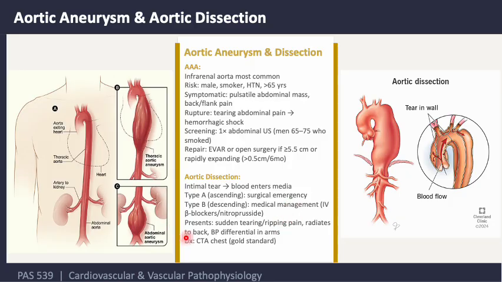If it is ascending, like this was ascending in the aorta, that's a surgical emergency. If it's descending, you can do medical management with IV beta blockers. If there is a sudden tearing, ripping pain, that's usually how they present, and it radiates to the back. Also, if it's in the ascending aorta, do blood pressures in both arms because there will be a discrepancy. Diagnosis, the gold standard is a CTA of the chest.